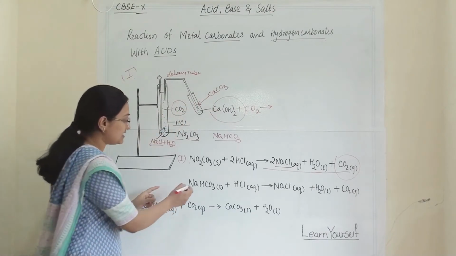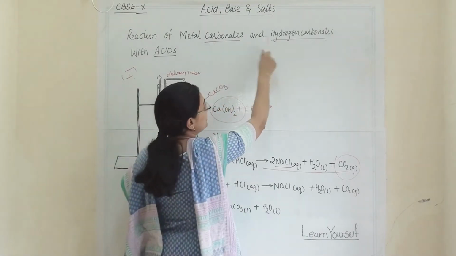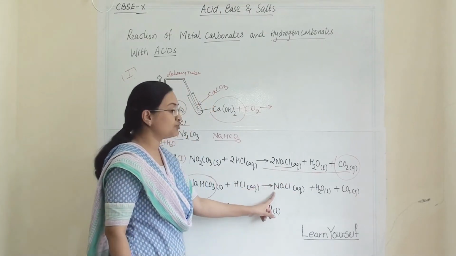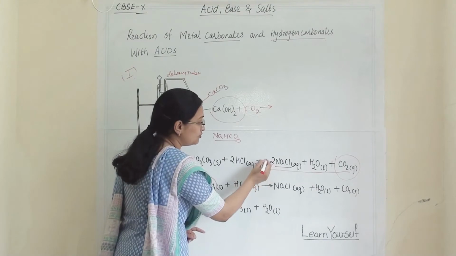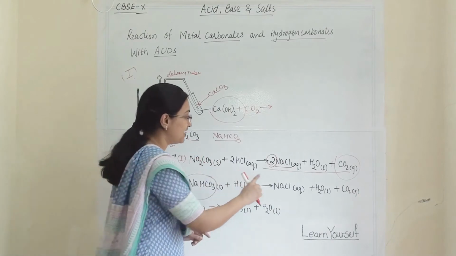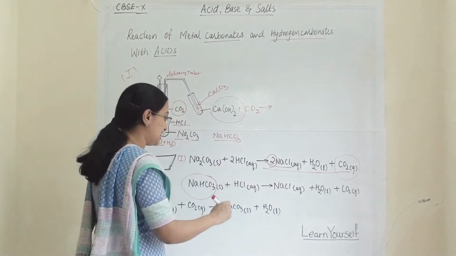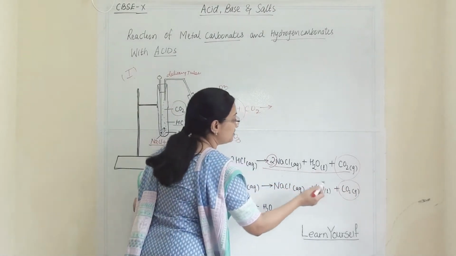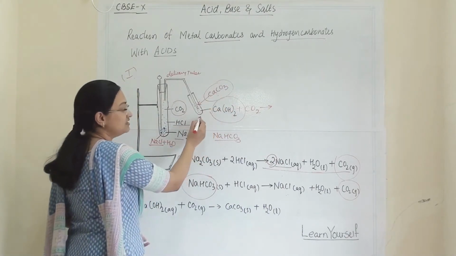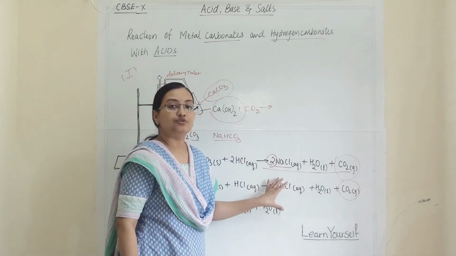When we are taking sodium hydrogen carbonate, or when we are taking metal hydrogen carbonate, then our products will remain the same. Only the amount of product will change. Here we are getting 2 molecules of NaCl, whereas here we will get 1 molecule of NaCl. And water and carbon dioxide, our products are going to remain the same. And the same carbon dioxide will pass through this delivery tube, which will give us calcium carbonate in this test tube. So only the amount of products is going to change in this.